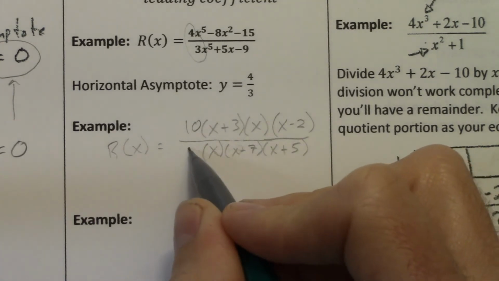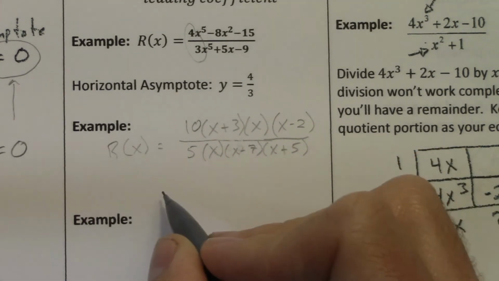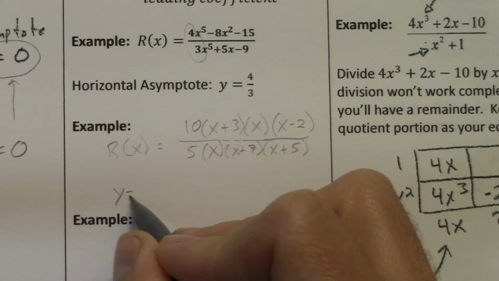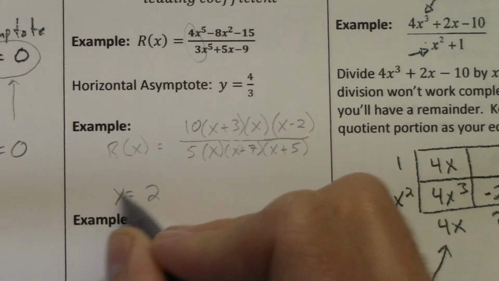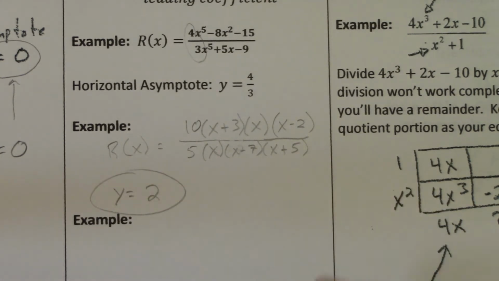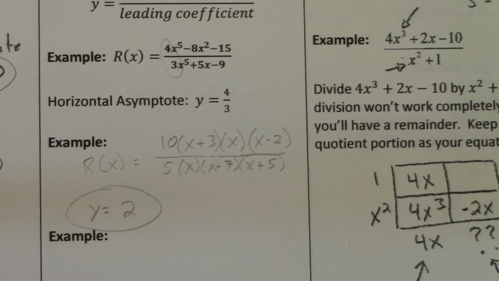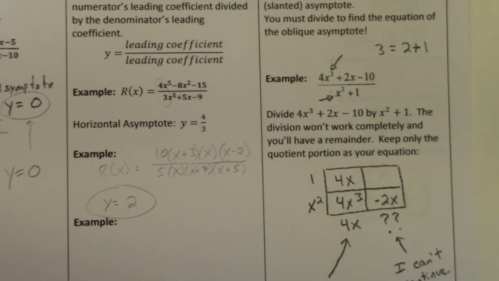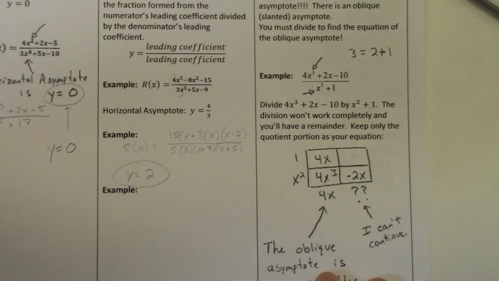What if I made that 5? So my horizontal asymptote would be y equals 10 over 5, which is 2. Okay? And that's all that it would do. We're going to ignore the case where it is an oblique asymptote, just due to time.